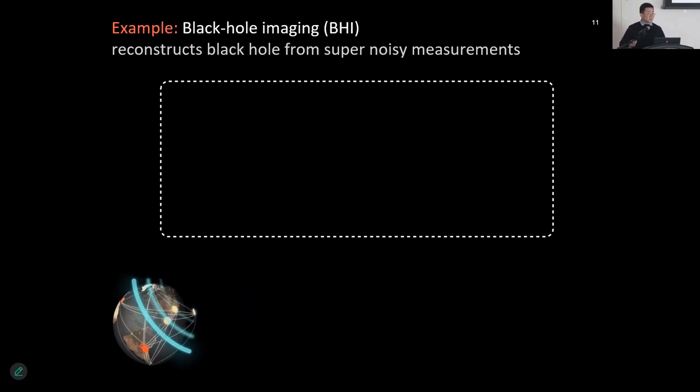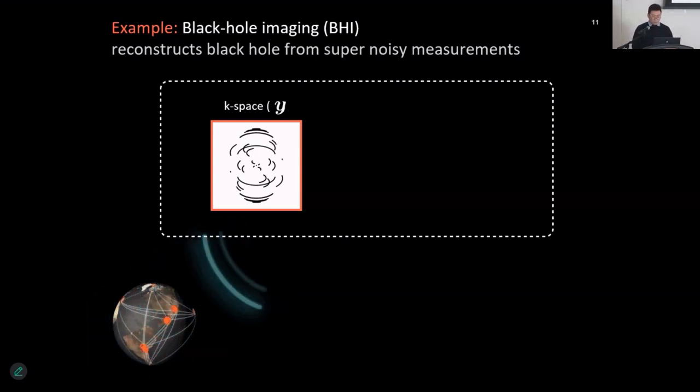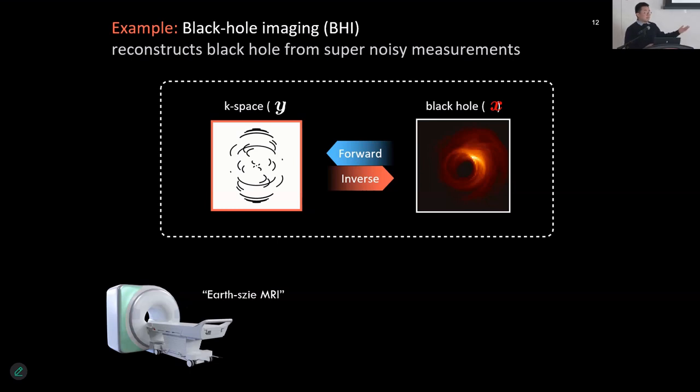By listening to the signals emitted by the black hole, one of the greatest mysteries in our universe, the BHI system can convert these signals into a sparse set of K-space measurements. Surprising, right? The K-space here is not some words I made up. It's really the K-space in MRI. The measurements are just Fourier measurements, Fourier frequencies. So the black hole imaging problem aims to reconstruct this beautiful black hole from these severely sampled K-space data. You can think of it as having an Earth-sized MRI trying to scan this black hole.